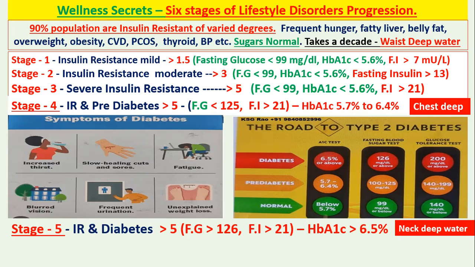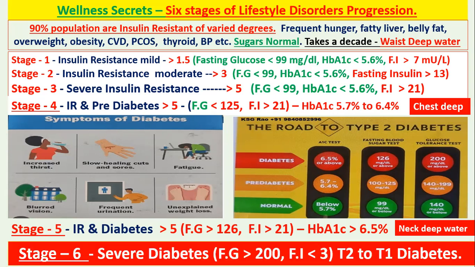See, this is the stage. Until stage 4, people are putting on weight. When diabetes really happens, the cells will be starving of glucose, and people will lose weight. This is an area where you have got neck deep water. What is stage 6? This is stage 6. Of course, between 5 and 6, it may take many years. You may be at 5.1, 5.2, something like it.